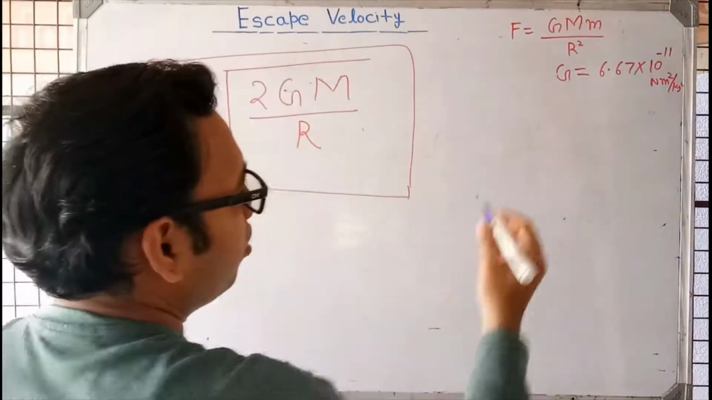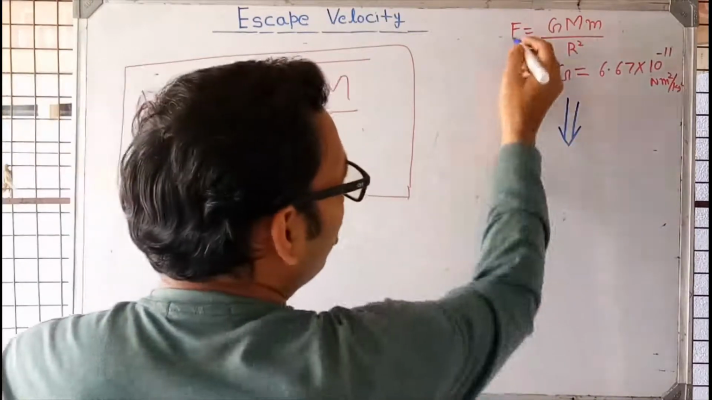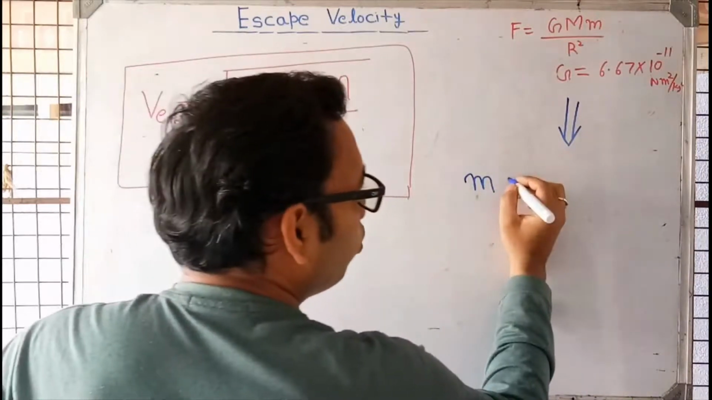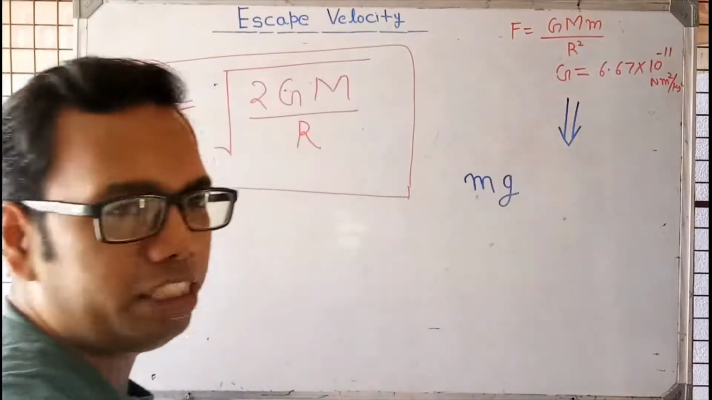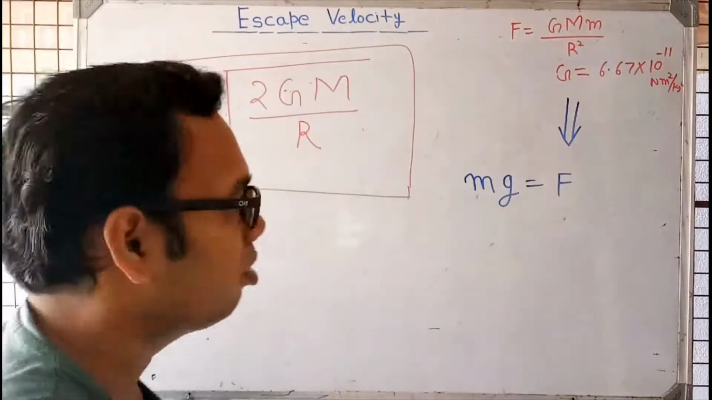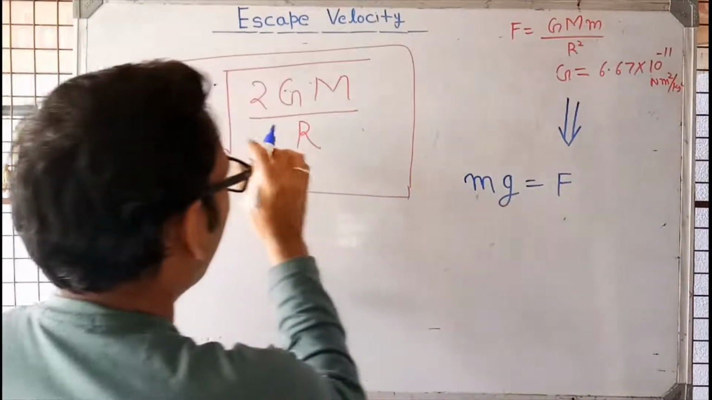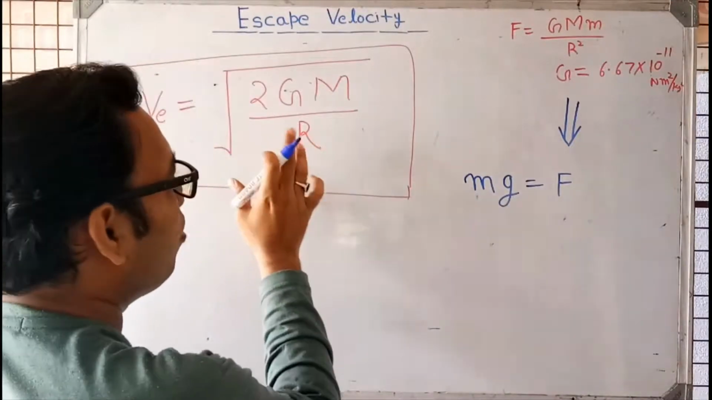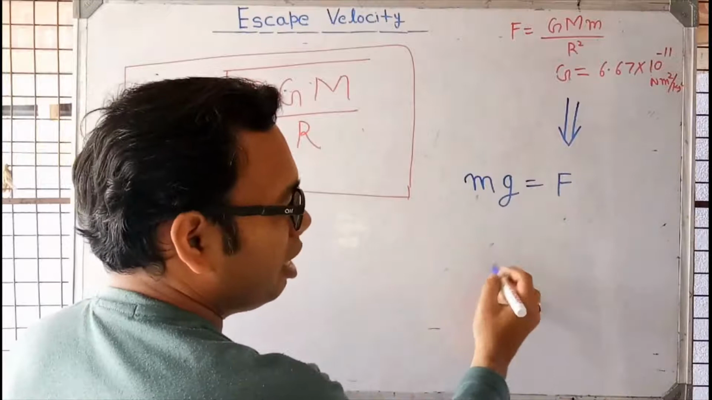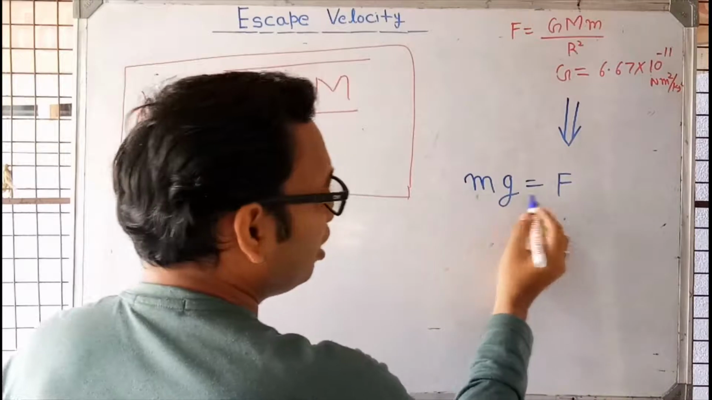From this equation, we can calculate what is the force. Force is equal to the mass of the object times acceleration, that is small g. This is equal to force: the mass of the object and the Earth's gravitational acceleration. We will find this escape velocity in terms of the small g, because we know small g as 9.8 meter per second square.